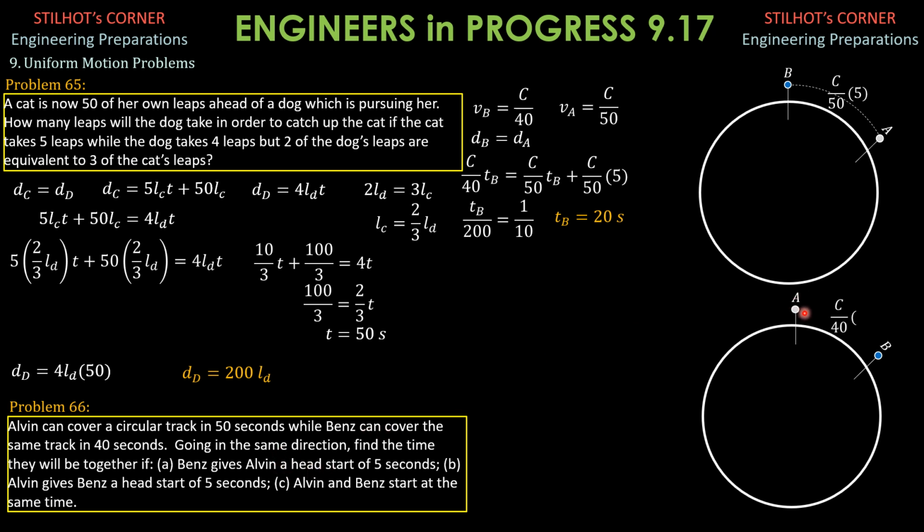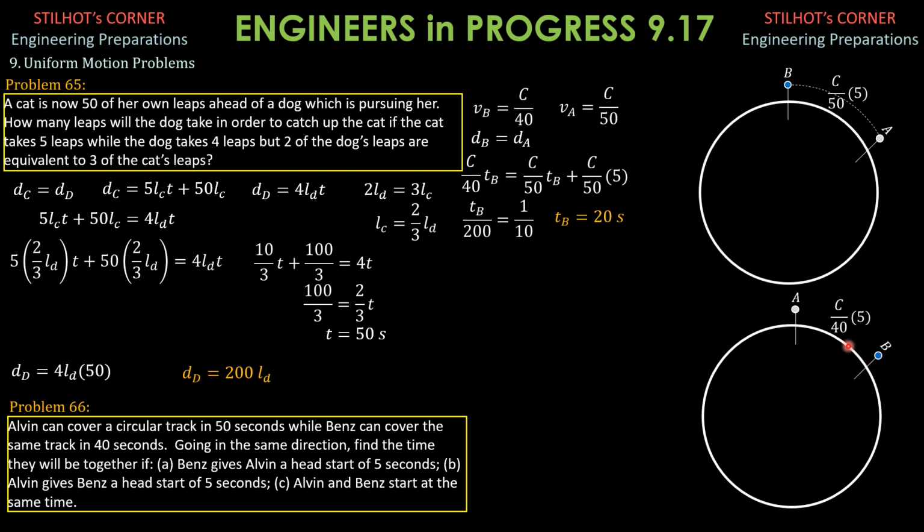So this is C over 40 times 5 seconds, the speed of Benz times 5 seconds. That's the head start where Alvin gives Benz 5 seconds. So C over 40 times 5, the speed of Benz times 5. But we should think that it is Alvin who is ahead of Benz. That's the only way Benz can catch up with Alvin, because Benz is faster.